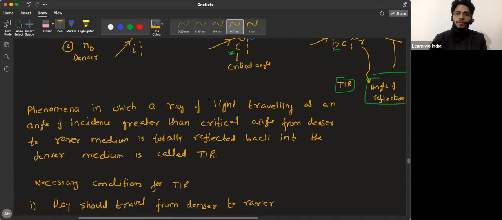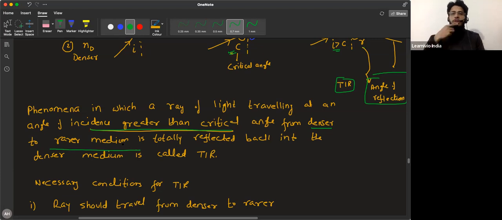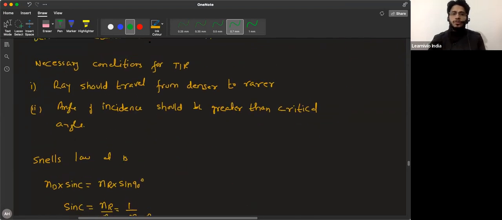So the phenomenon in which a ray of light travels at an angle of incidence greater than the critical angle. These are the two conditions: the angle of incidence should be greater than the critical angle, and the ray should travel from denser to rarer medium. It totally reflects back into the same medium. This phenomenon is known as TIR. So the necessary conditions for TIR are: first, the ray should travel from denser to rarer; second, the angle of incidence should be greater than the critical angle.